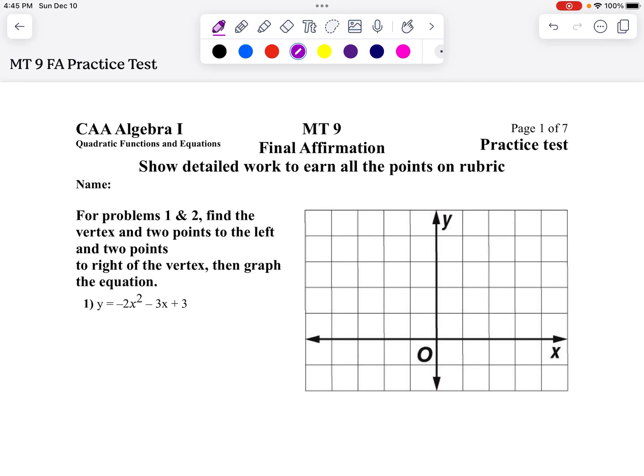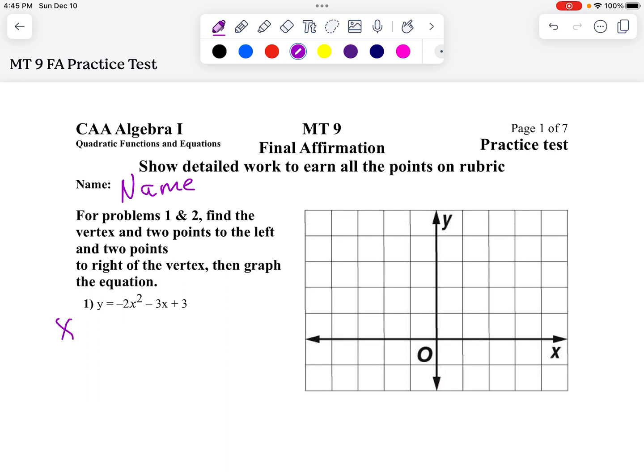Hey, on your practice test, don't forget your name. Now, on the first question, or the first two questions, I want you to find the vertex, 2 points to the right of the vertex, 2 points to the left of the vertex, then graph the equation. So I want to see your work.